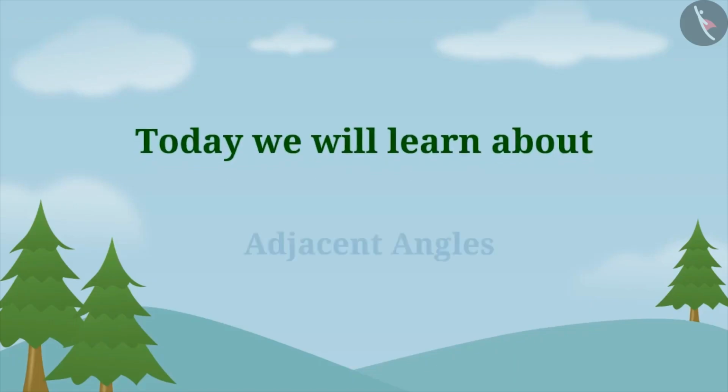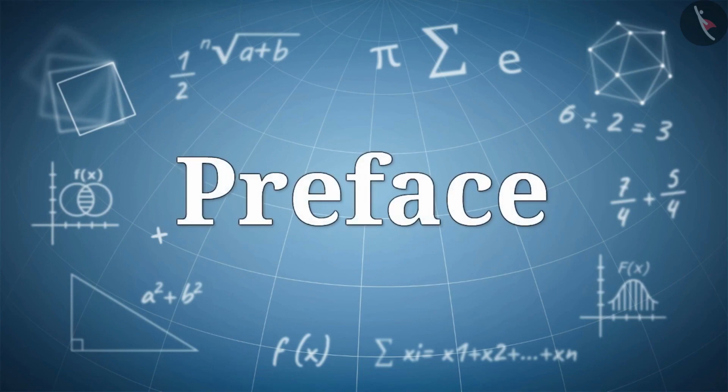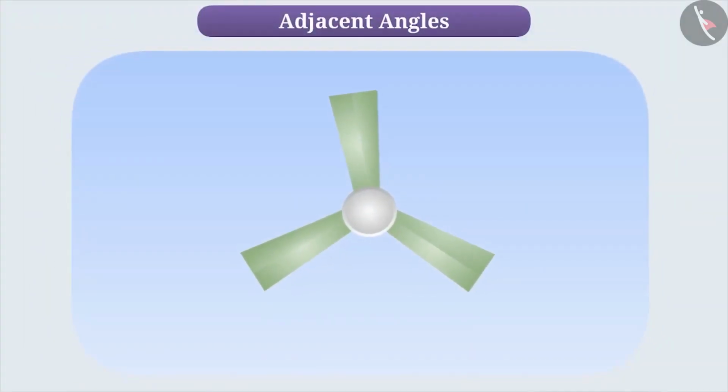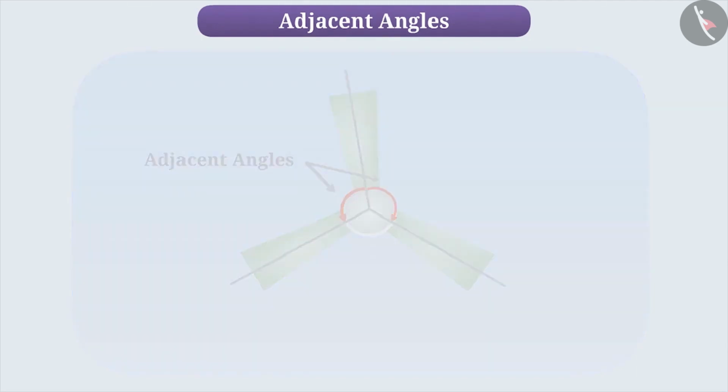Today we will learn about adjacent angles. A picture of a fan is shown here. If we consider any two angles, they are adjacent angles to each other. But to identify whether two angles are adjacent or not, we need to understand the concept thoroughly. So let's go through the concept of adjacent angles.